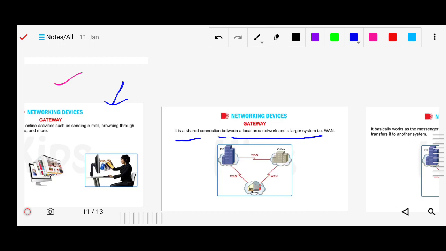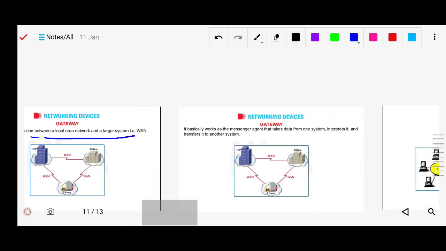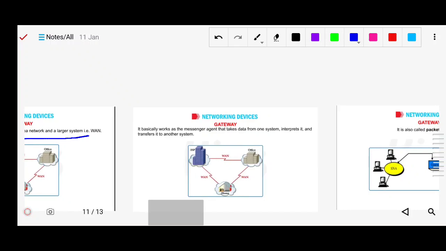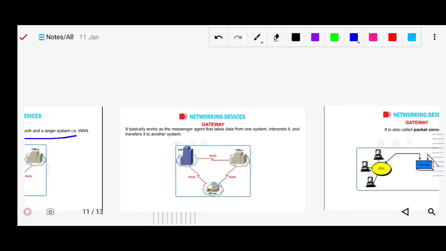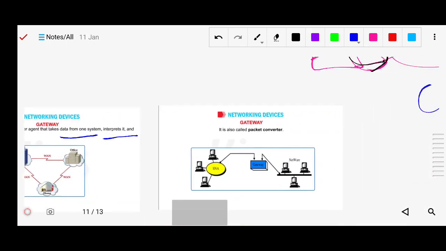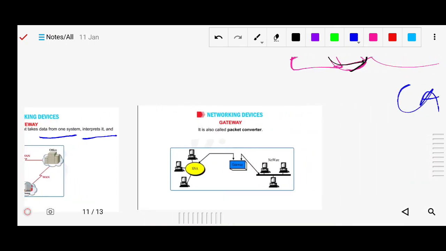LAN and WAN we can connect, but in the case of routers we can also do that, like connecting two LANs, or a LAN and a WAN. Here also we can do it, but here there is more flexibility in transferring data with different protocols. It basically works as a messenger agent that takes data from one system, interprets it and transfers it to another system. By this gateway, two different networks are connected. So this is your gateway.